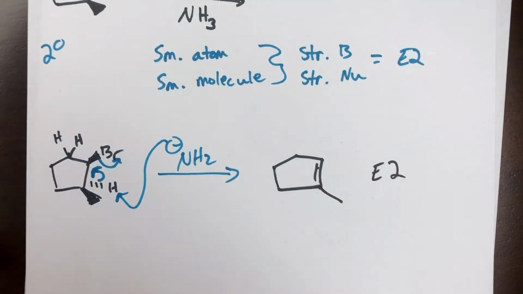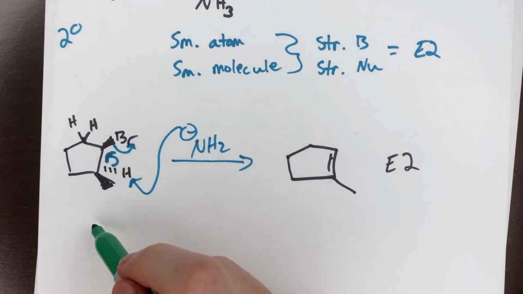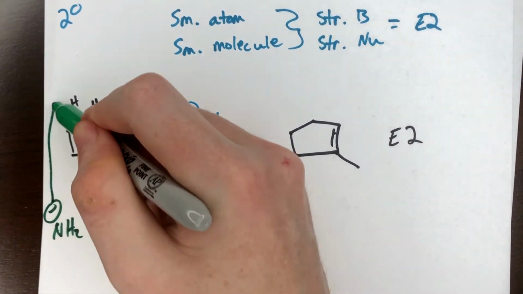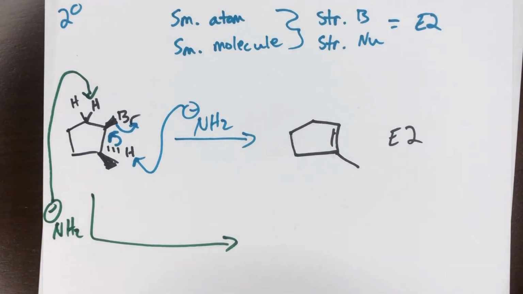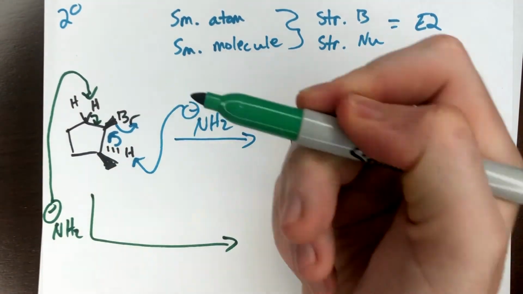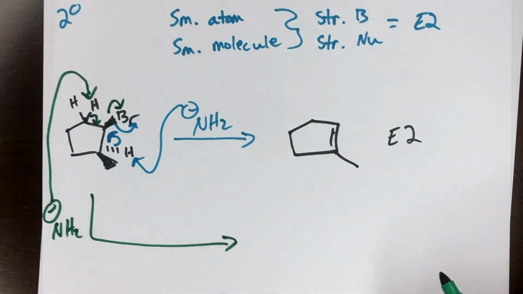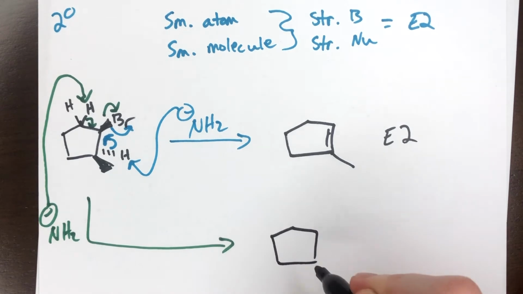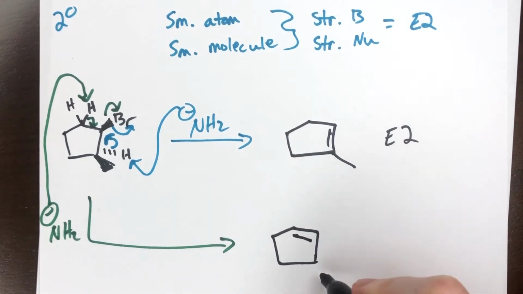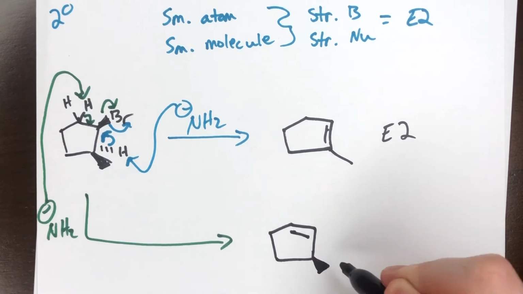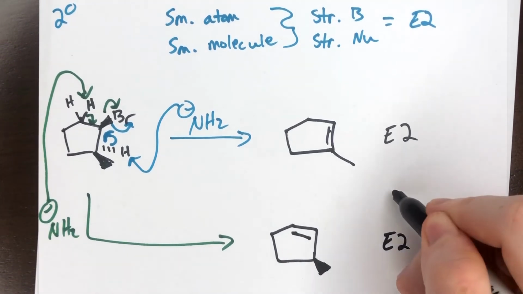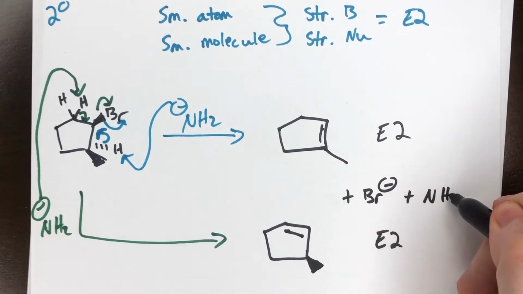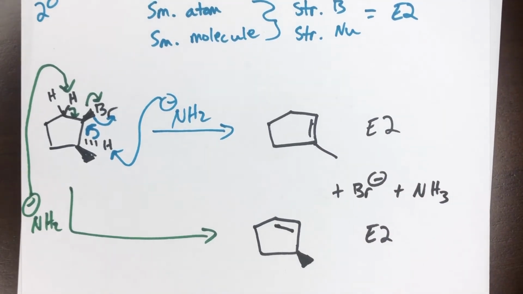Now the other product is where you remove that other beta hydrogen, again with NH2. Remove the one that's anti. In this case, we can't tell by the way that I've drawn it, so you pick one, doesn't matter. Then you form this alkene, and then the bromine leaves. So what this forms now is a very different product, which has the double bond here. You retain the chirality at this methyl group. And again, in both cases, you have Br minus as a leaving group, and ammonia as a byproduct, since you used it as a base to grab that proton.